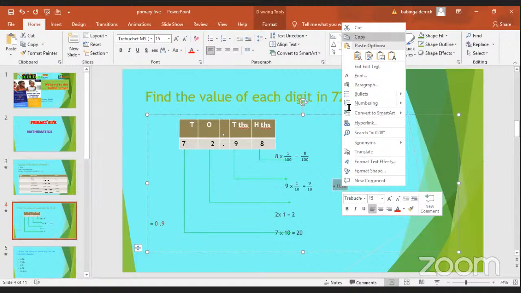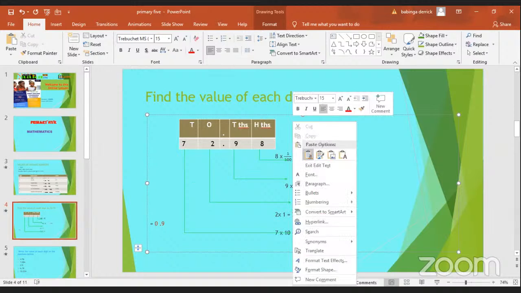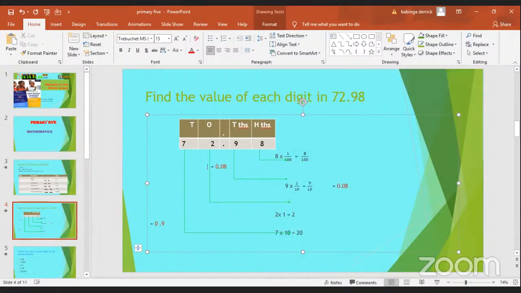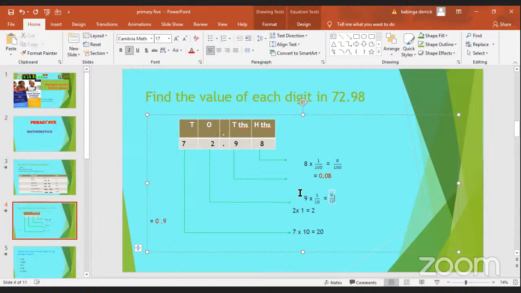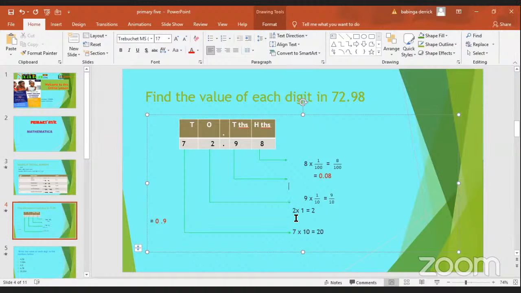So let me put my hand down. Yes, please. I was just putting my hand down. All right. Anyone with a question before I start explaining how this number was done? Yes?